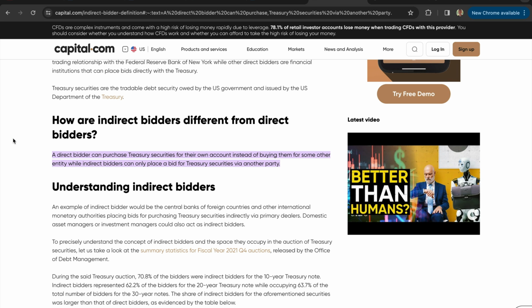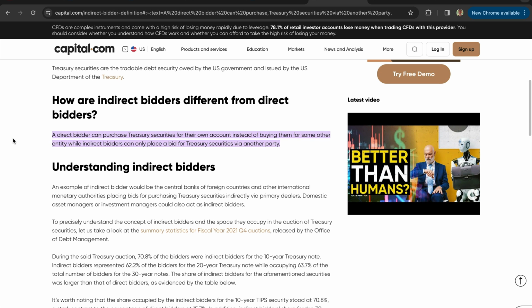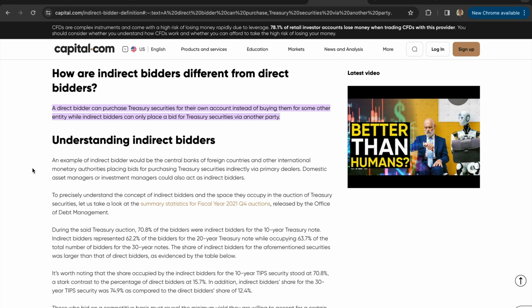And our last group is indirect bidders, and now you might begin to understand why I was emphasizing the fact that direct bidders are able to purchase these for themselves, because indirect bidders have to purchase their securities via another party. Now, the majority of these purchases from indirect bidders are actually going to be coming from banks from other countries, and they have to purchase their orders through those primary dealers that we talked about earlier.